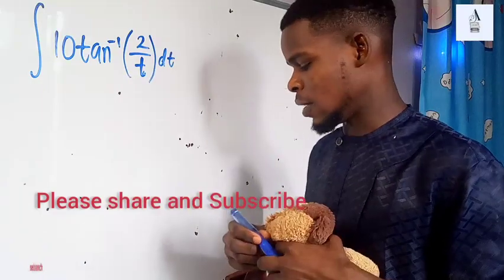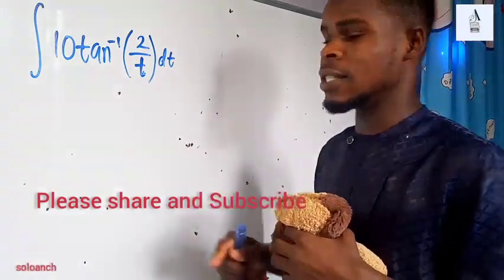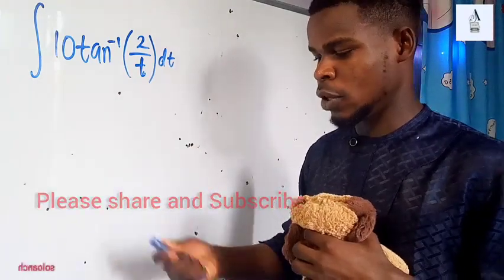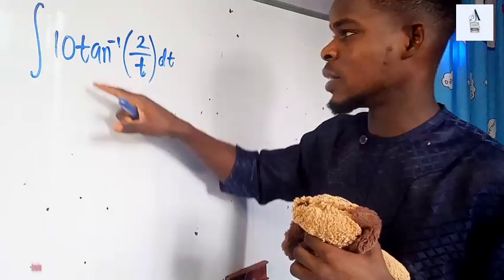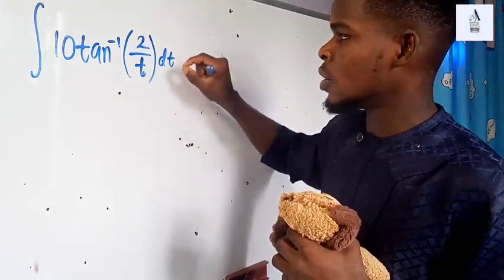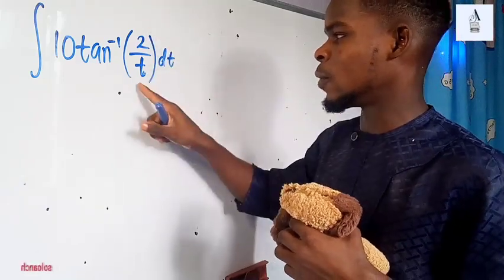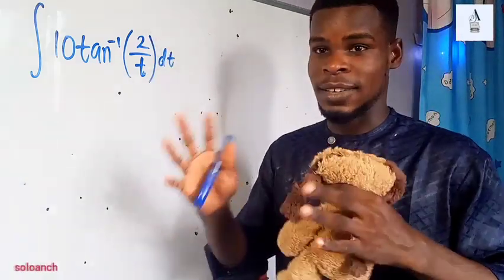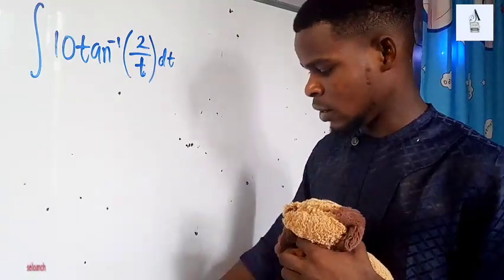So let's just go ahead and look at this. Well, this is simple because there is a standard technique that you can make use of whenever you are given an inverse tangent of some function here, and the function isn't really that crazy, provided you can work with it. So let's go ahead and try this.